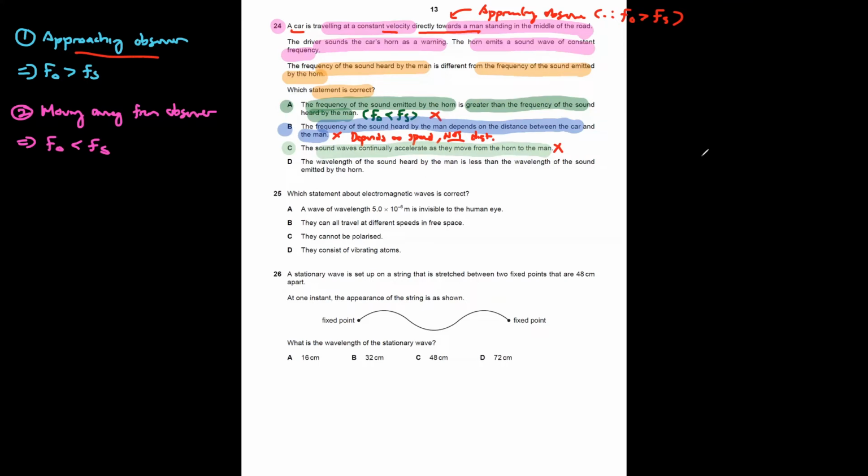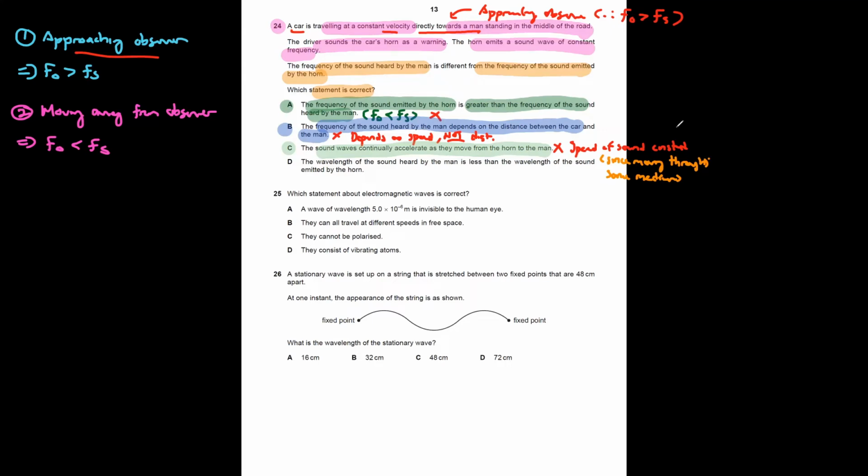The speed of sound is constant. The reason why I say it's constant is because your sound is moving through the same medium. If your wave is moving through the same medium, the speed will never change. It will always remain the same. All right, so C is wrong.